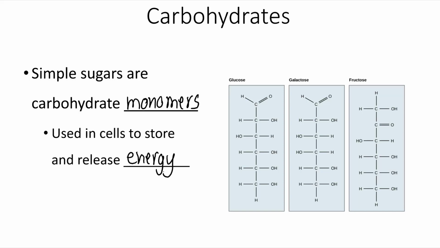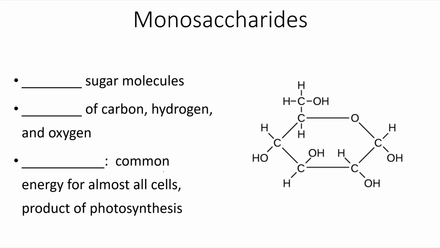In this diagram, we can see three different types of monomers. We have glucose, galactose, and fructose. These are all sugars. Now, often, these sugars will be arranged in a ring-like structure. So our monosaccharides, this is our name for these simple carbohydrate monomers. Mono, again, being single, and in this case, saccharide, referring to sugars. So monosaccharides are single sugar molecules, and they are often rings of carbon, hydrogen, and oxygen.